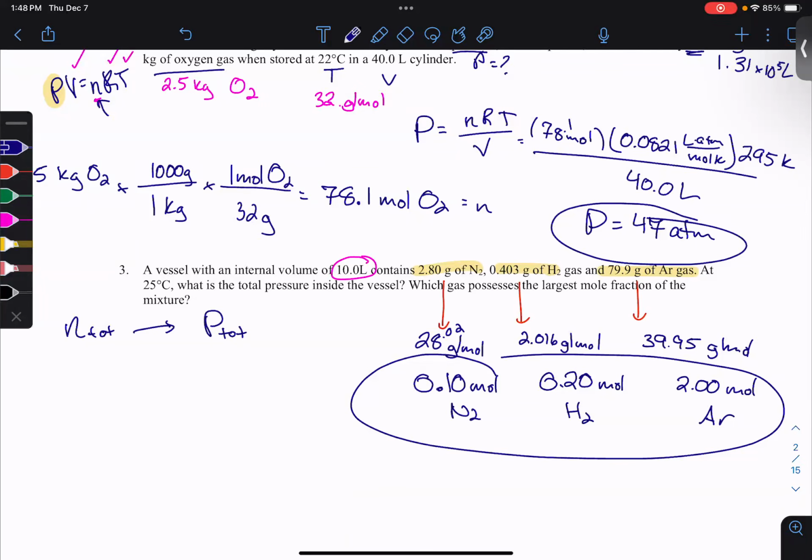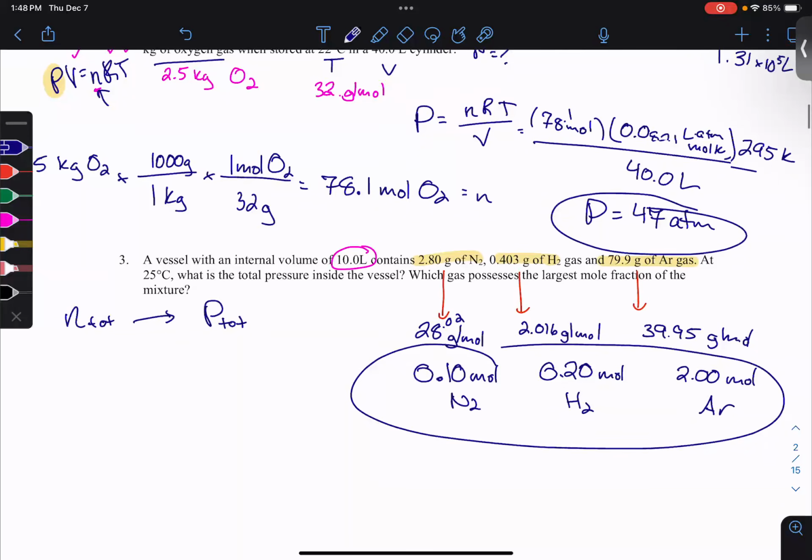So let's actually answer the second part of this question first. Which gas possesses the largest mole fraction? Meaning, which gas is present in the largest amount? You can obviously see there's 2 moles of argon and then tiny fractions of the other things. So let me rephrase this question differently. Which gas, without even calculating it, exerts the highest partial pressure? Argon, because most of the gas sample is argon.